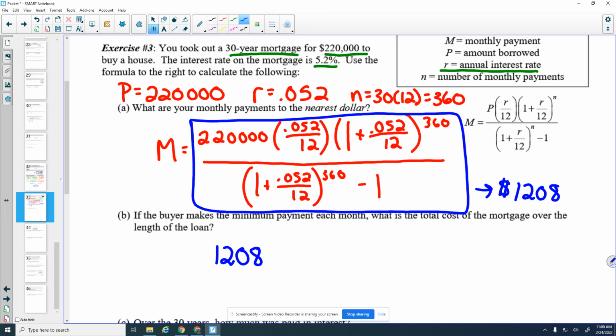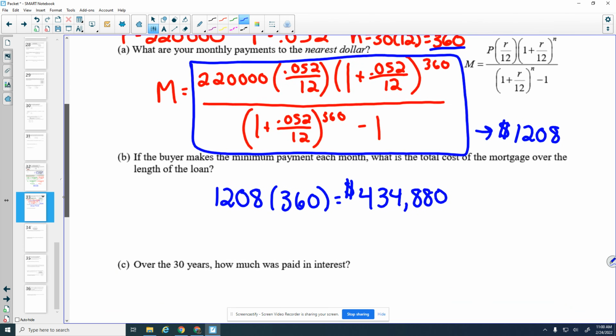So if I pay $1,208 a month, I have to pay that 360 times. So I do times 360. And that's going to give me $434,880. So that's how much you actually pay to pay off the mortgage.